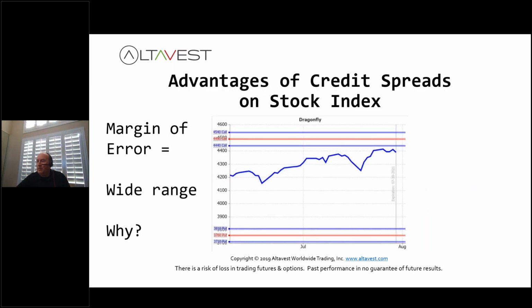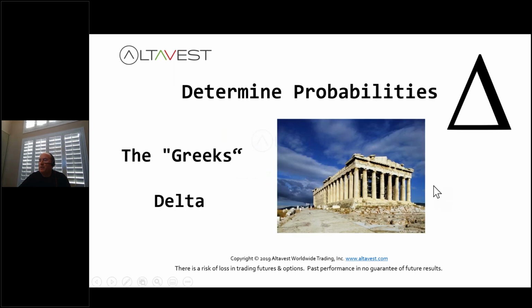And here's an example. Don't worry about this chart if you don't fully understand it yet. I'll explain it. But essentially, you place a trade. Here's your upper boundary and your lower boundary, and here's where the market is when you place that trade. So you have this wide margin of error here for that market to make a move. But first, let's look at the Greeks.